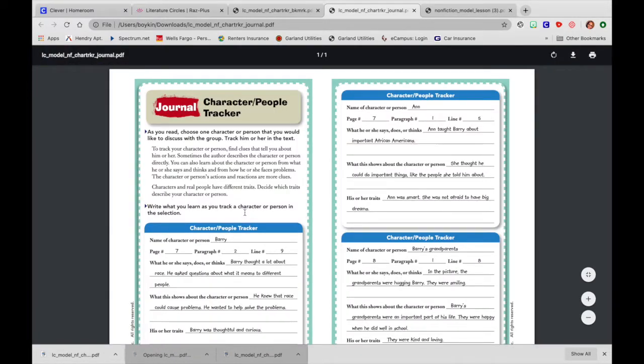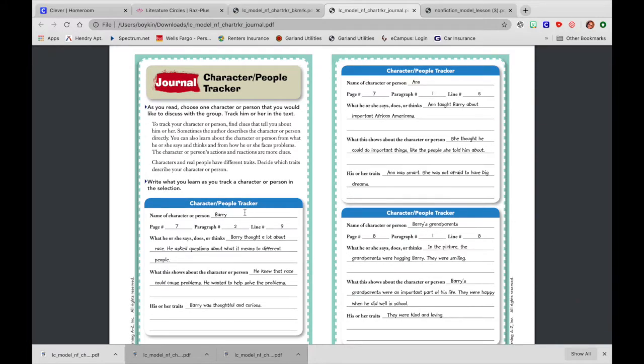And then this actually goes in their journal. And so as they're reading and they're having these discussions with their group, they're going to make notes right here. And this really just helps define the conversations that they're having to make sure that they're productive as they continue reading the books.